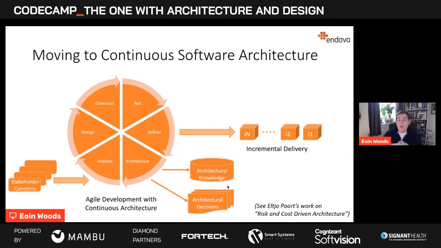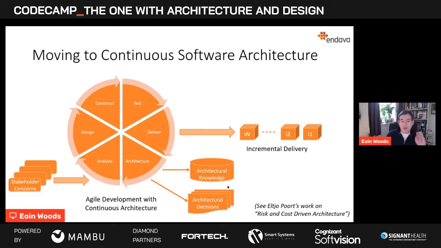The other thing is we build architectural knowledge. We know where the trade-offs are, we know how the system works, we know what the critical requirements are, we know which qualities are really hard to meet, which qualities we don't need to worry about. All that knowledge, which historically is in the architect's head, we try to record in some kind of architecture knowledge base. So we call this agile development with continuous architecture. And we still get incremental delivery out the back. However, hopefully we've been working with our ops colleagues, integrating them into the cycle, particularly in construct, test, deliver, and design. In fact, probably all of it. And so we're able to put these into production.